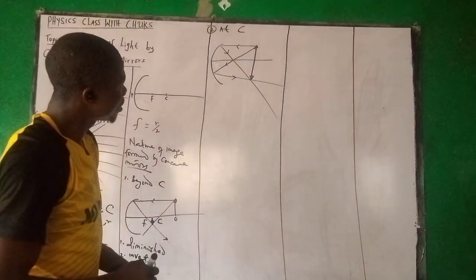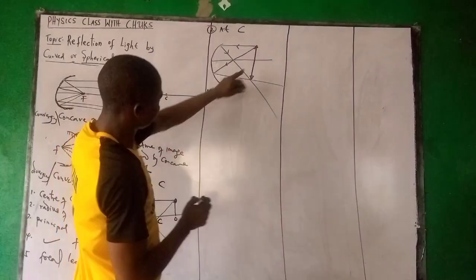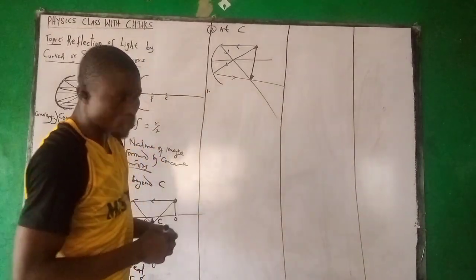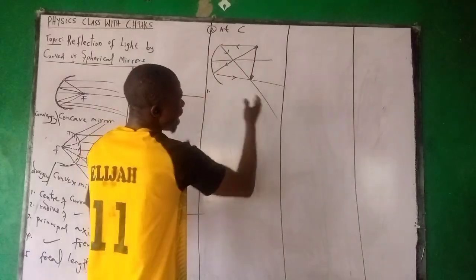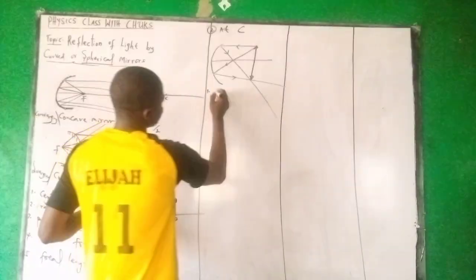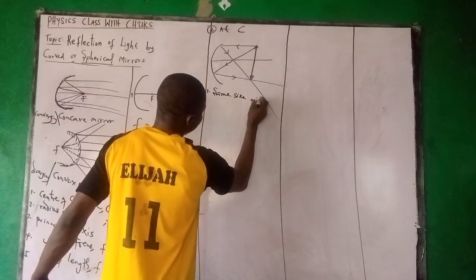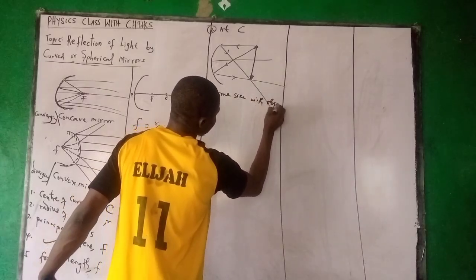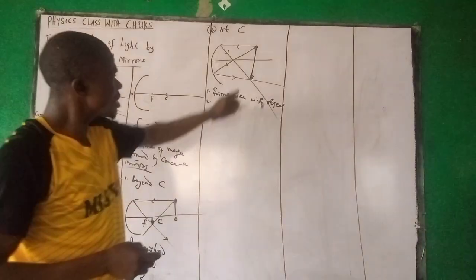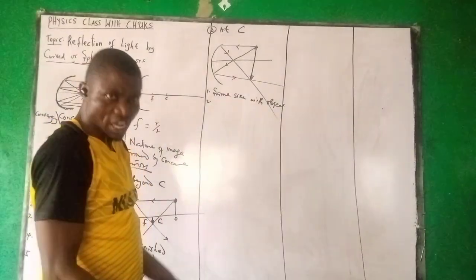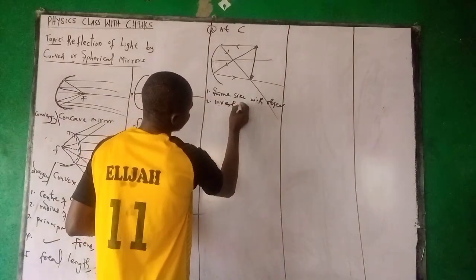Now the question is, what are the natures of this image? Number one, look at this. It doesn't matter how I draw it, but I believe I tried. The image here is the same size as the object. Yes, same size with the object. Number two, watch this image. The head is downward. We call it inverted.